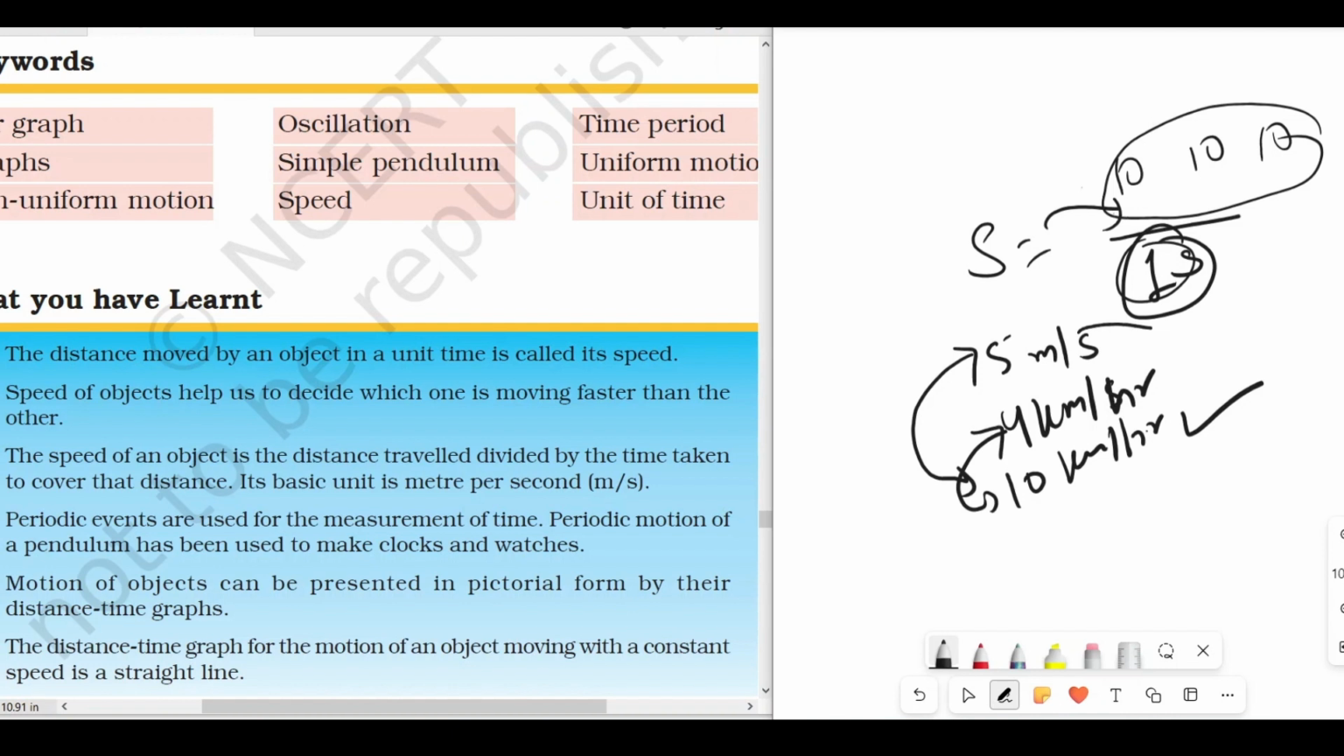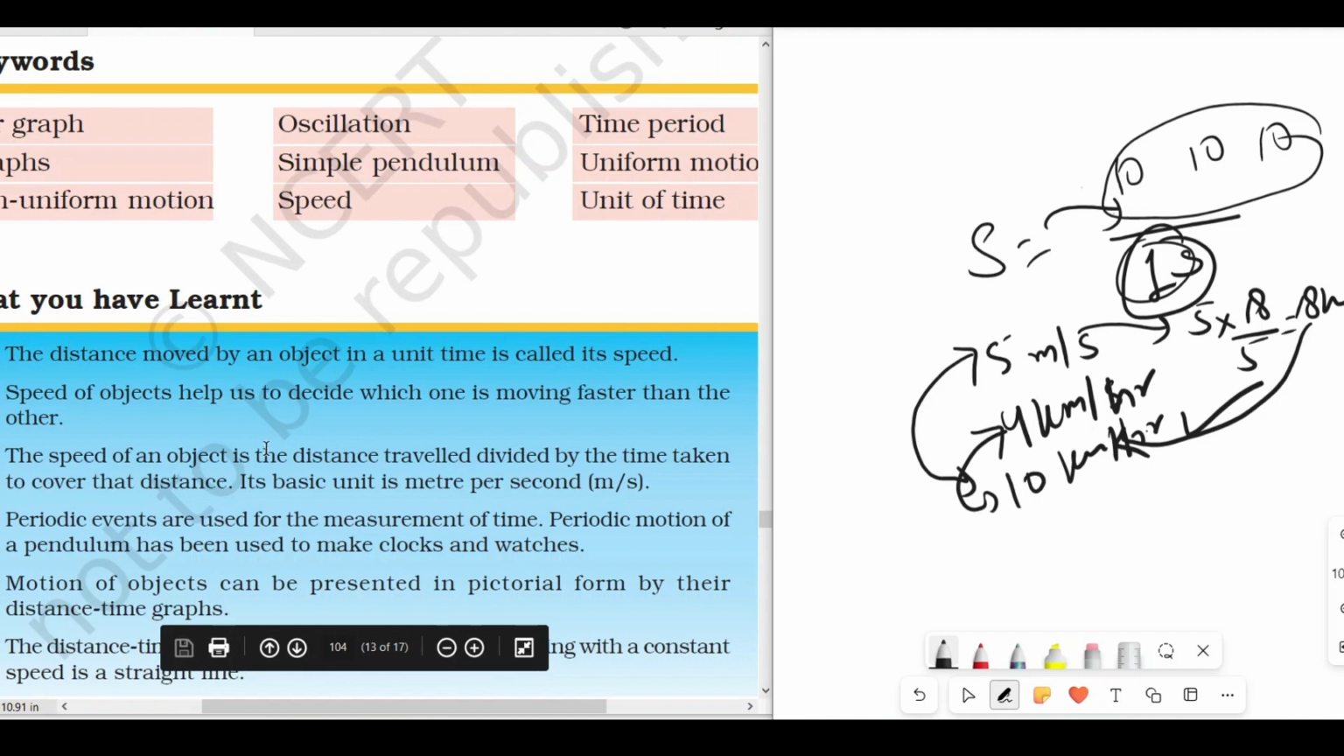Because 5 meter per second is how many kilometers per hour? Can you calculate? 18 kilometers per hour, which is actually faster than this. So make sure that the units of speed are the same. Next, the speed of an object is the distance traveled divided by the time taken to cover that distance. Its basic unit is meter per second. Okay. So in mathematical terms, what is the definition of speed? Distance traveled by the object divided by the time taken to cover that distance. And what is its unit? Meter per second.